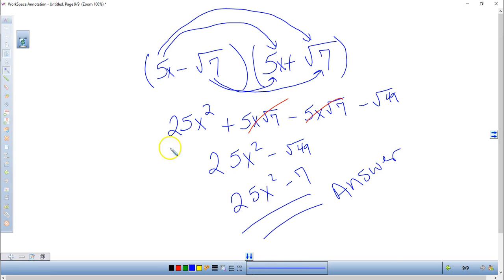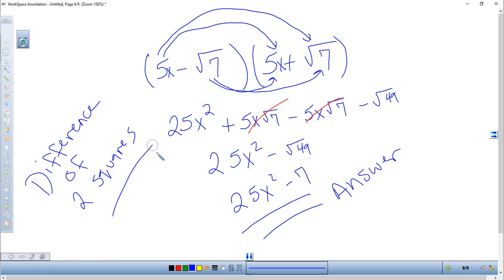Okay. This follows the pattern of, see if anyone recognized it, the difference of two squares. Technically, this could be factored into 5x minus root 7 and 5x plus root 7 if we were asked to go backwards.